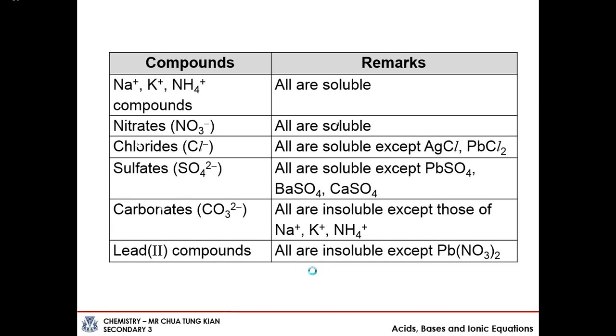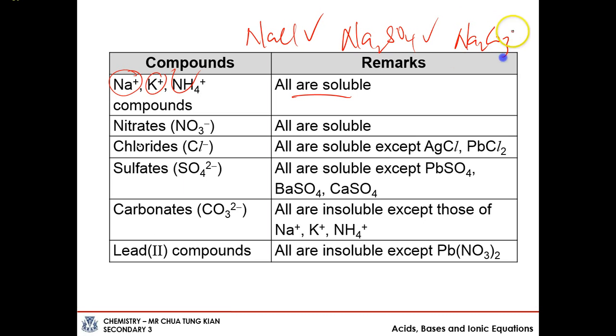Right. So this is a very simple solubility table which you will need to know. This table is repeated again in the topic of preparation of salts. From here you notice that all the sodium, potassium, and ammonium based compounds are soluble in water. So if I have NaCl, soluble, Na2SO4, soluble, Na2CO3, soluble, so long as there's Na plus, it will be soluble.